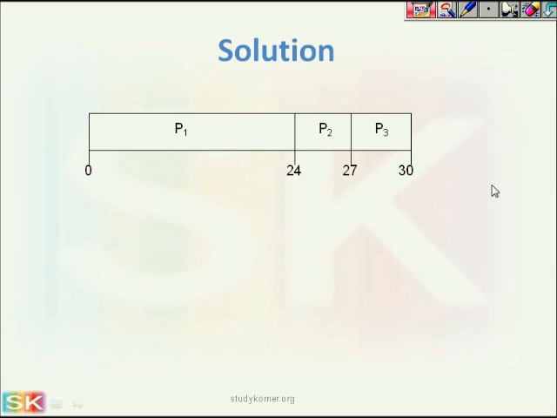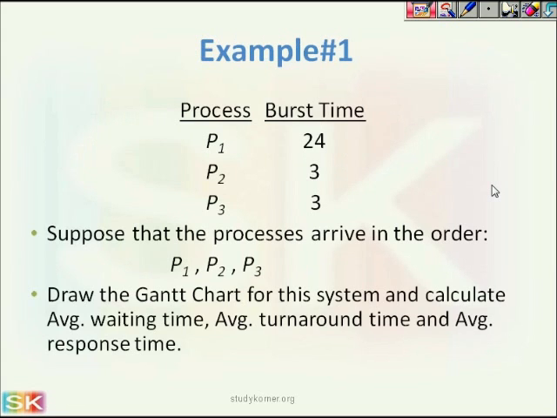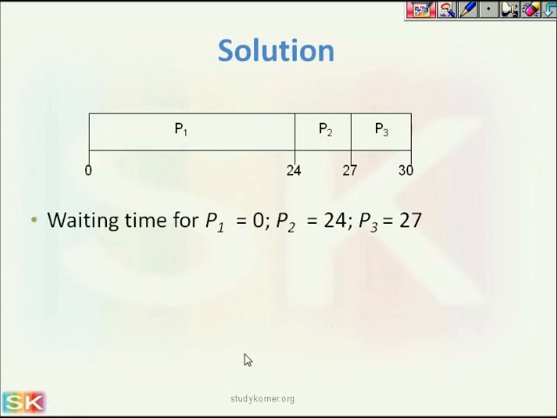So we have to find out the average waiting time, average turnaround time, and average response time. Average waiting time is the time a process is waiting. So waiting time of P1 plus waiting time of P2 plus waiting time of P3 divided by 3 will give you the average waiting time of the system.